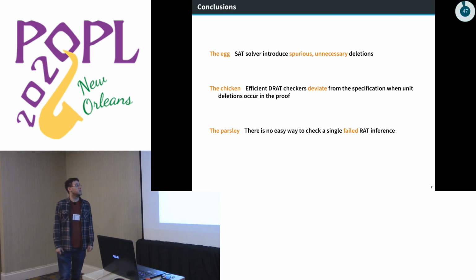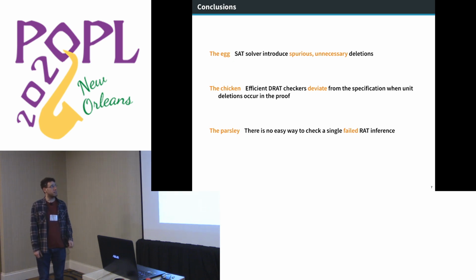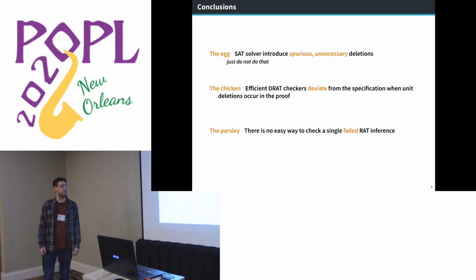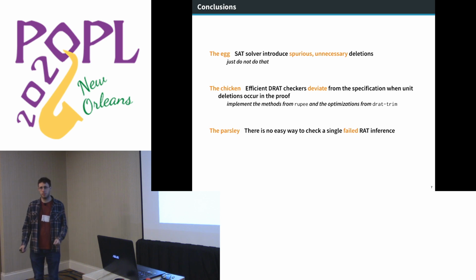So to conclude this talk, SAT solvers are introducing spurious and unnecessary deletions in DRAT proofs. But this is as easy to fix as just don't do that. The second part is that these DRAT checkers that everyone is using actually deviate from the original specification when unit deletions occur in the proof, which is quite often. But this is unnecessary too. We can just implement the methods that we developed with Rupee together with the standard optimizations that are out there in existing DRAT checkers, and this will perform very well.